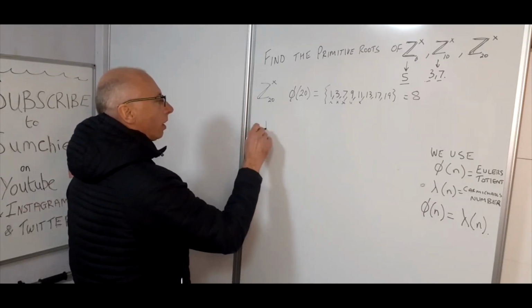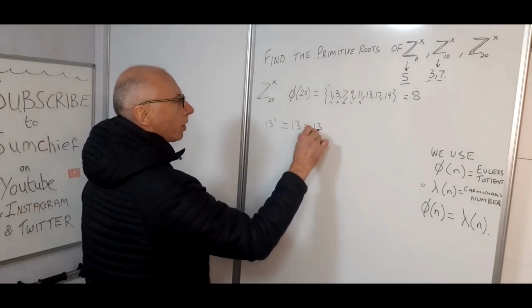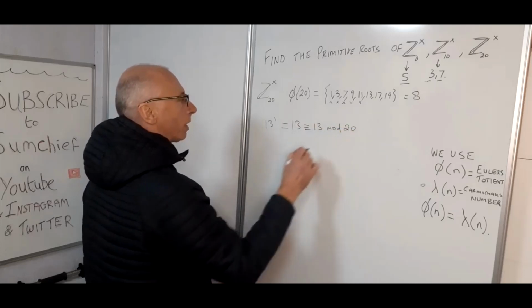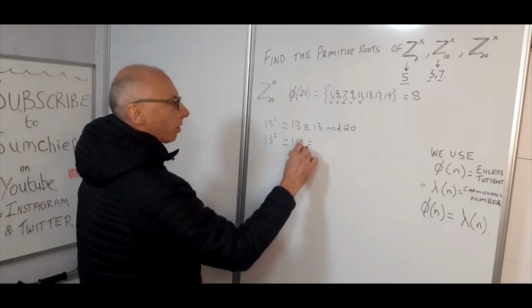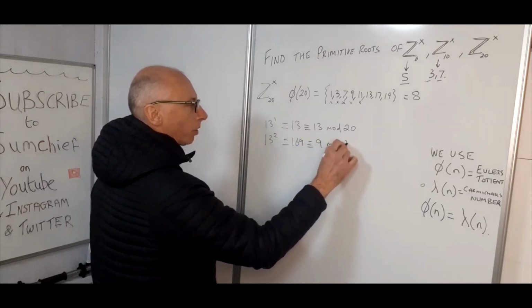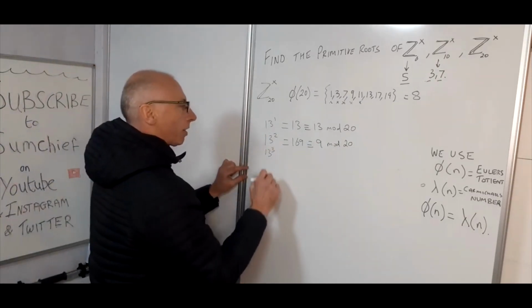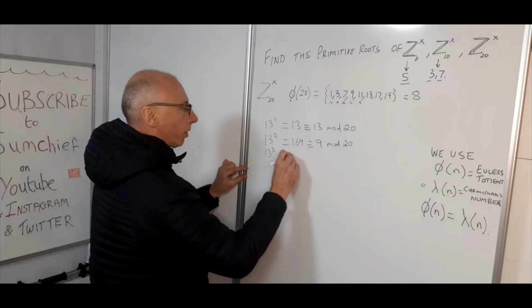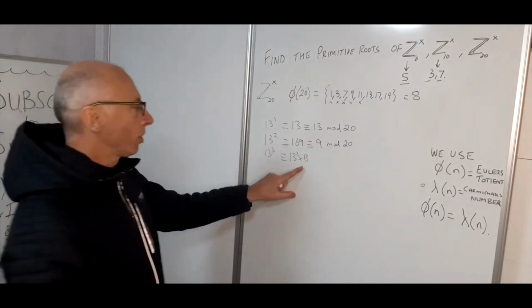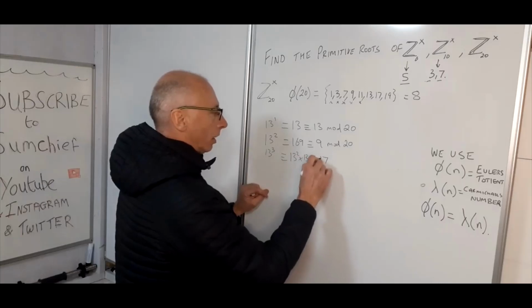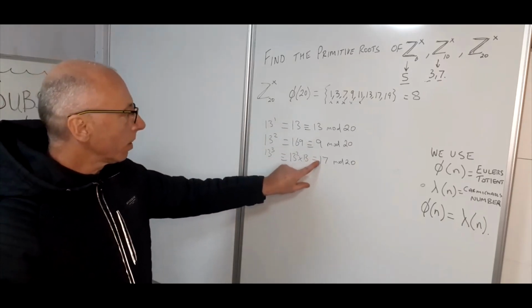So 13 to the power of 1 equals 13, which is congruent to 13 modulo 20. 13 squared equals 169, which is congruent to 9 mod 20. So let's go to 13 cubed. Instead of calculating 13 cubed, we can say it's congruent to 13 squared times 13. So 9 times 13 is 117 mod 20, which is just going to leave us with the 17.